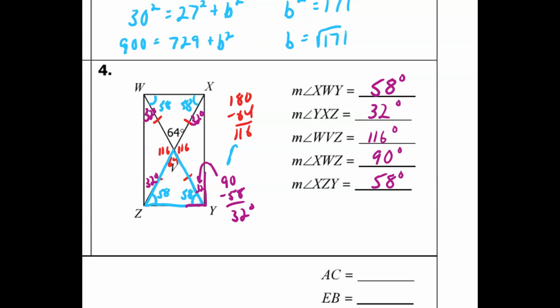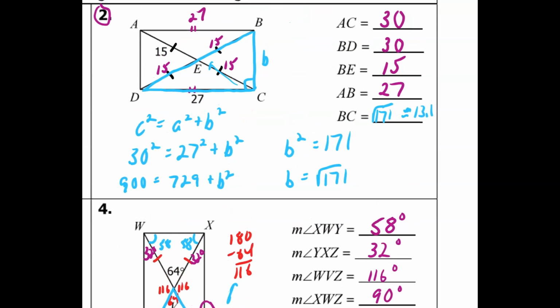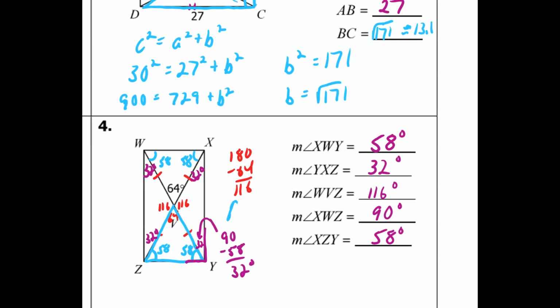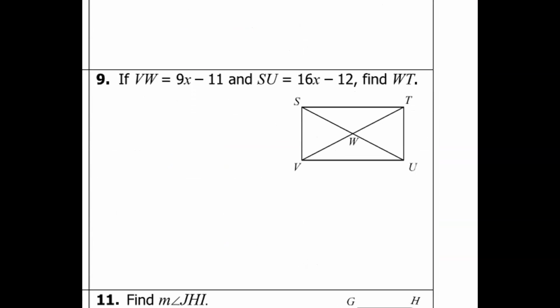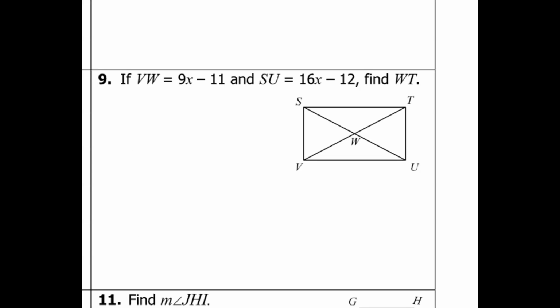Okay, so there they are. Notice they all have degree symbols. They're all angles. First example, all about sides. Second example, all about angles. And the third example is going to use a little bit of algebra, so we're going to move down to this one right here. Okay, and so let's take a look at what we have.